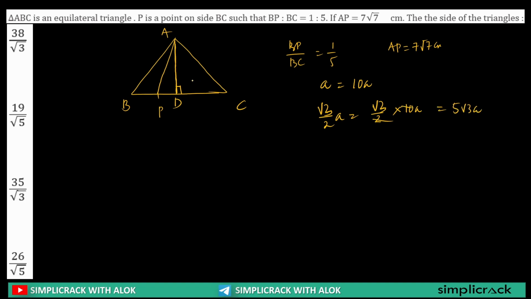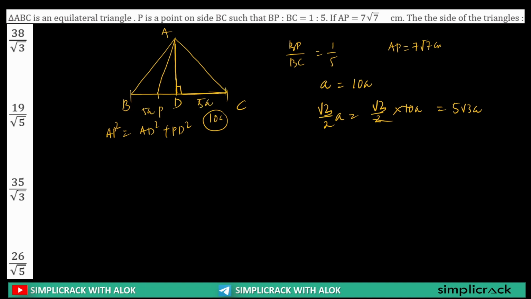Correct. So this is 5 root 3a. Now AP is 7 root 7. In this triangle, AP square is equal to AD square plus PD square. Now what is PDC? This whole thing is 10a. So this part, DC part, is what? 5a. Now BD part is 5a.